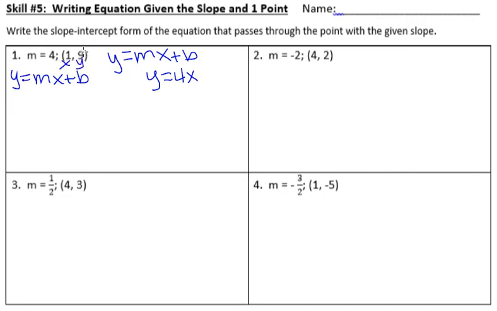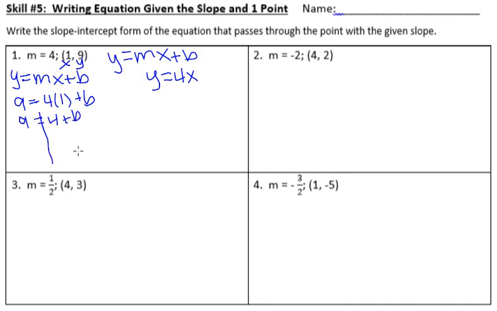Those of you that refuse to do that are the ones that mix up the ordered pair when you're solving for b. So when I look up, I know that y is going to be replaced with 9. So 9 is equal to the value of m, which is 4, multiplied by the value of x in my ordered pair, which is 1, plus b. That gives me 9 is equal to 4 plus b.